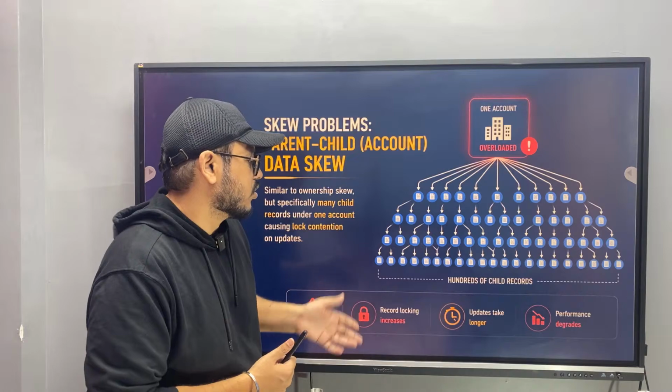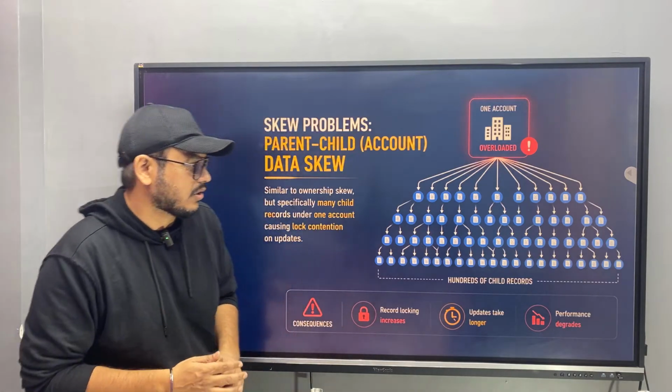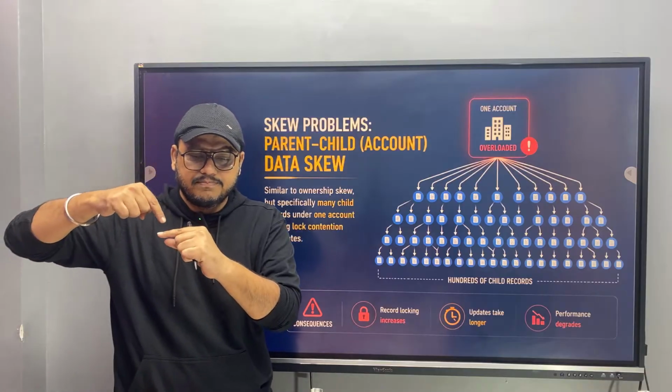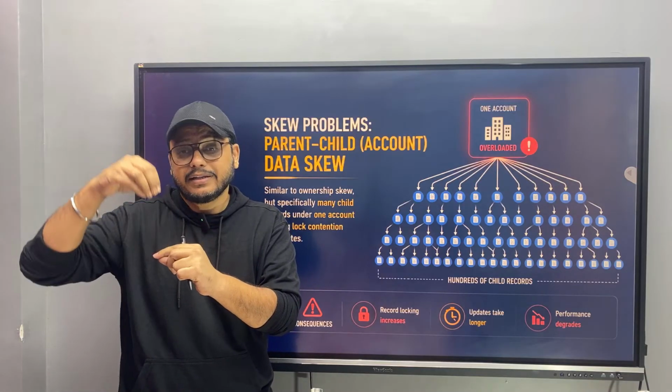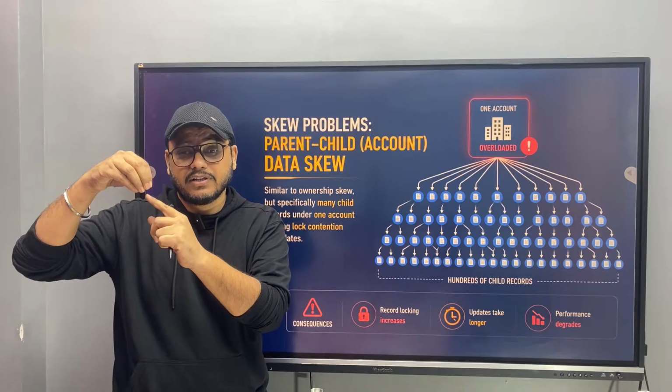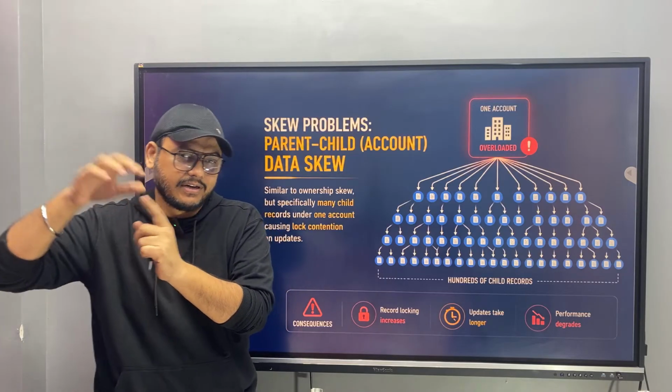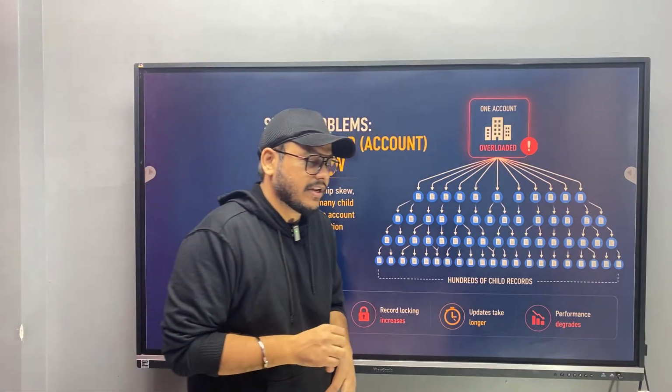Again, the same issues, record locking, updates will take longer, etc., because when a child record is getting updated, that locks its parent. If there is a roll-up summary, that roll-up summary will get updated, that will lock its parent and all. So that will make things very very complex.